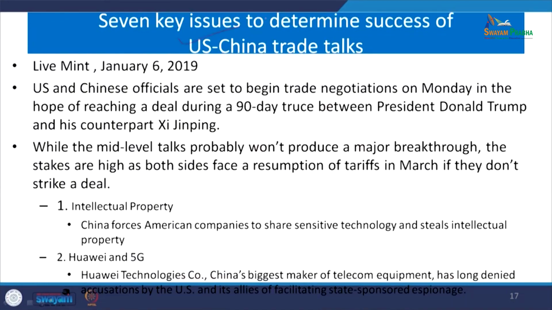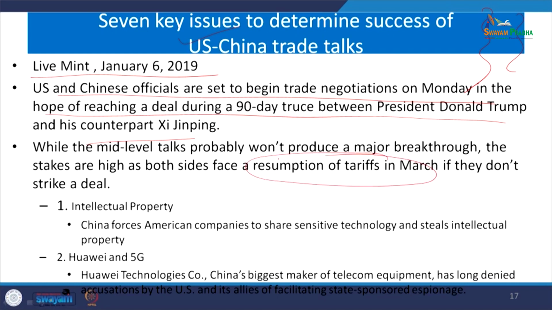Similarly, there are several other issues that must be discussed, like seven key issues to determine success of US-China trade talks. These are again related to certain protectionism issues. The Sino-US trade war was highlighted in Livemint on January 6, 2019, noting that there are many complaints. US and China officials are set to begin trade negotiations on Monday, in the hope of reaching a deal between President Donald Trump and Xi, while mid-level talks were actually considered. So, again, largely this is related to tariff lines on various channels.